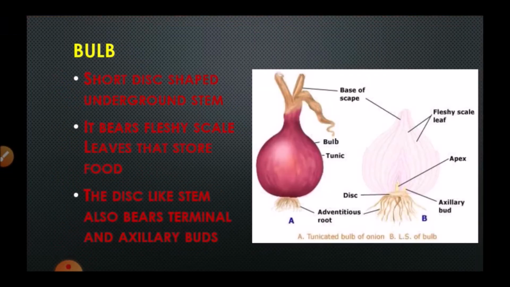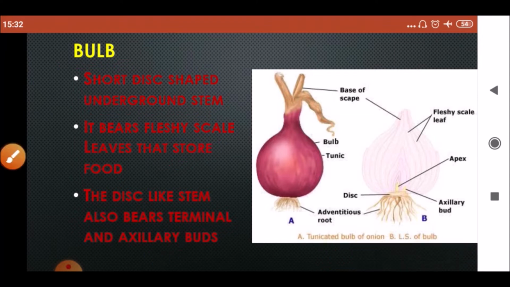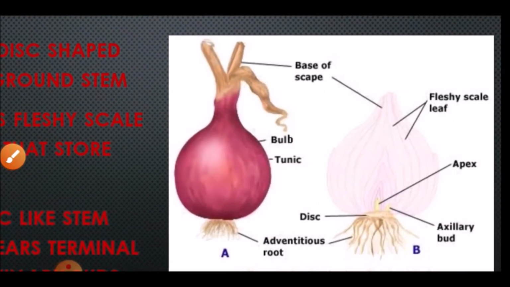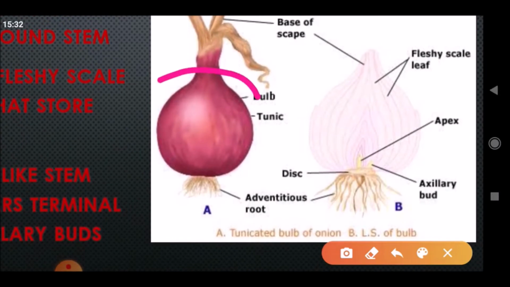Now moving on, the next underground stem is the bulb. Bulbs are short disc-shaped underground stems. They bear fleshy scaly leaves that store food. The disc-like stem also bears terminal and axillary buds. Children, here we are going to study the example of onion. You can see this. This is called a bulb because of its shape.